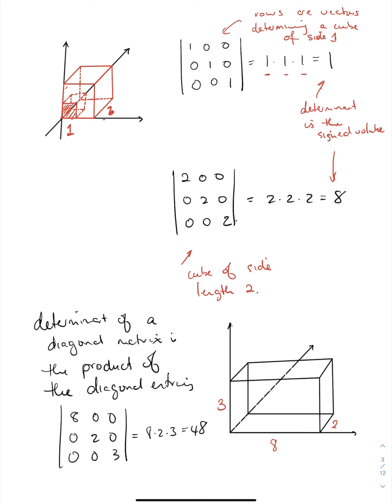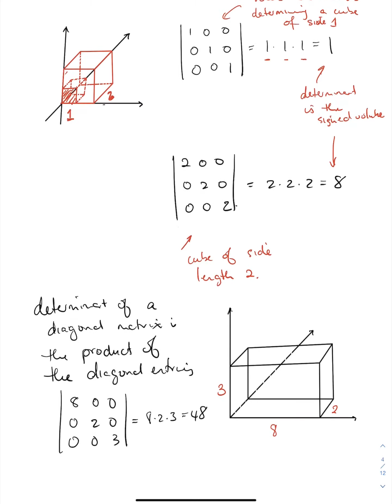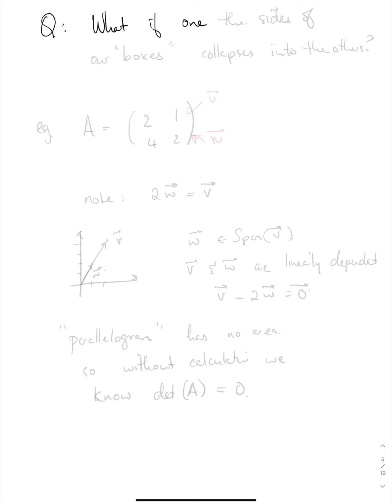After building some of this geometric intuition, we can actually start playing around with some of the different claims that we proved about determinants and seeing if we can understand them geometrically. For example, here's a question. What if one of the sides of our boxes, parallelepipeds, cubes, parallelograms, etc., what if one of the sides collapses into the others?